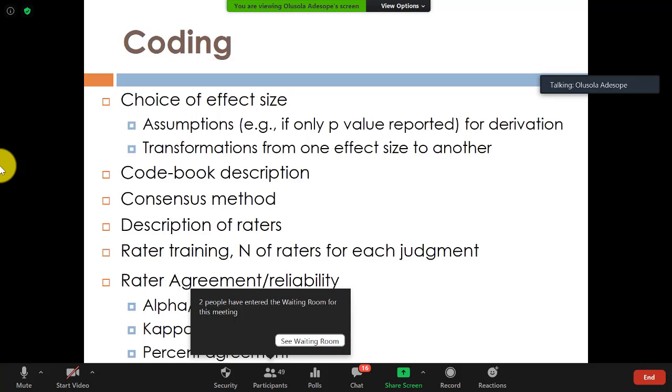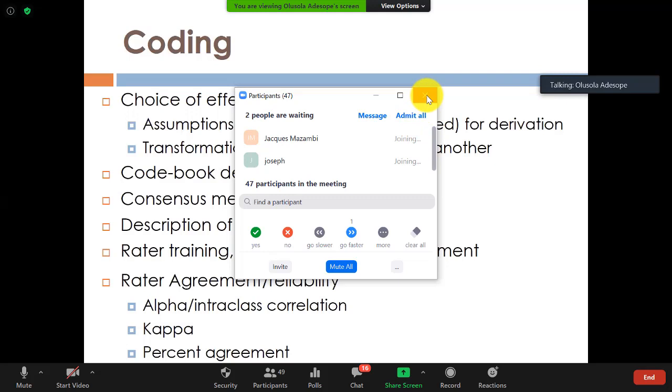So the coding process is the donkey job part of meta-analysis. It could take months or years, but it has to be thorough for publishable pieces. You must have double coders. That's why I said you cannot be a selfish person and do a meta-analysis. It requires a team of researchers. Now, people are coding, they are resolving discrepancies, and you're keeping track of inter-rater reliability.